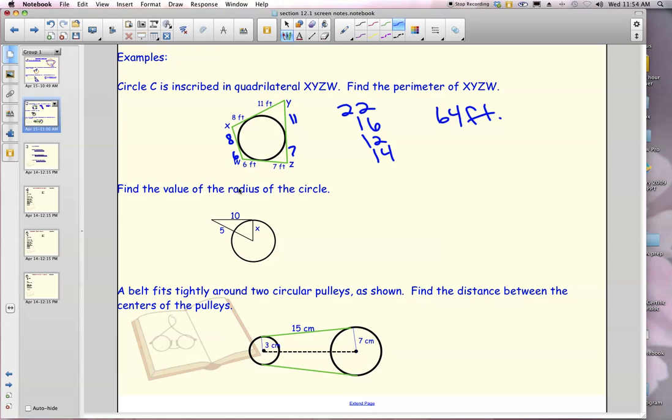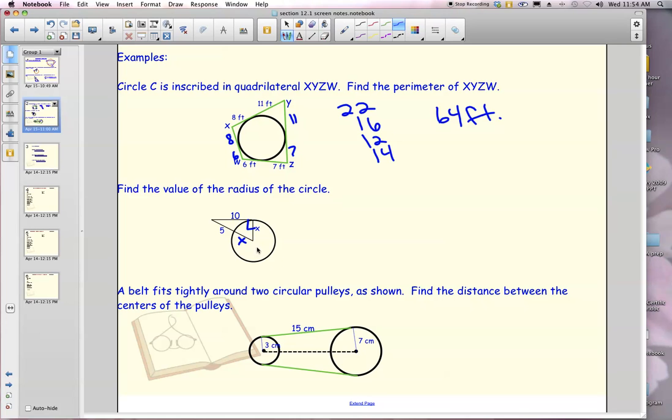Remember that one of the other theorems that we learned is that when you draw the radius and it makes a 90-degree angle, that creates a tangent line. So the distance from here to here is x. Now, based on what we learned back in chapter 10, what does the length from here to here have to be? Well, it's a radius, and so it would have to be the same length as here, so it would have to be x.